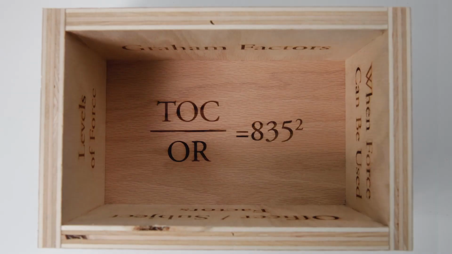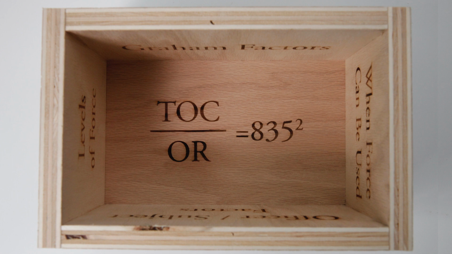Inside the panels of the crate are the 8 officer subject factors, the 3 levels of force, the 5 Graham factors, and the 5 circumstances when you can use force. Those are equivalent to the actual equation. So the equation is the force fraction, objectively reasonable under the totality of circumstances, equals 835 squared.